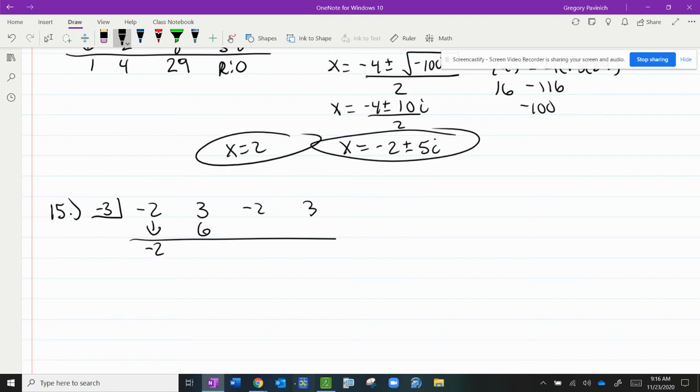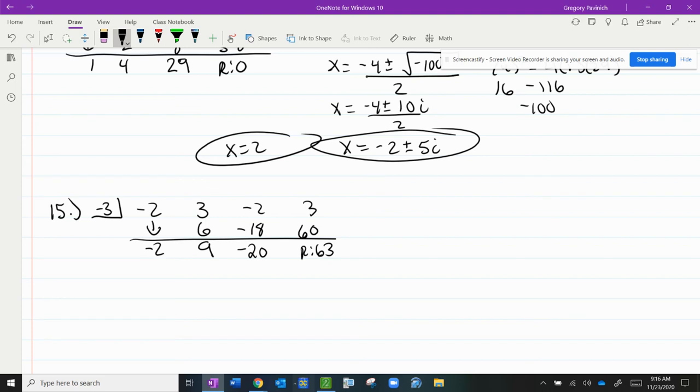And I get 6. Let's make sure I'm staying on top of my game over here. Okay, got everything written. Okay, -18. And then -20. And we get positive 60, so I'll get a remainder of 63. Seems quite large, so I'm just going to double check my work.